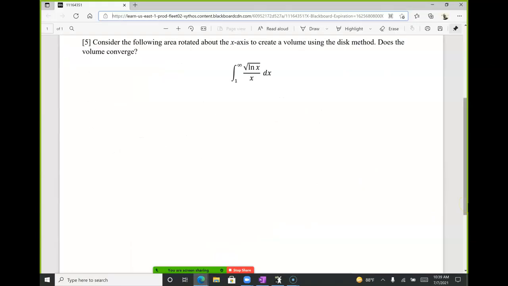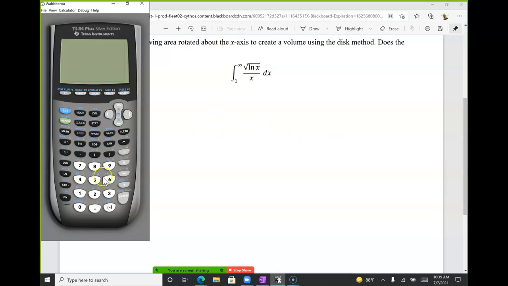So it says that I'm talking about the improper integral of the square root of ln of x all over x. So probably the first thing I want to do is look at that picture, right? So I'm going to my calculator because that's what you're going to have. I go into my y equals and I put in that function, so square root of the ln of x. I've got to close my parenthesis, escape the square root, and divide by x.